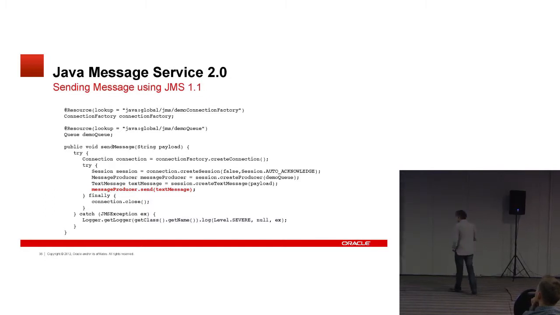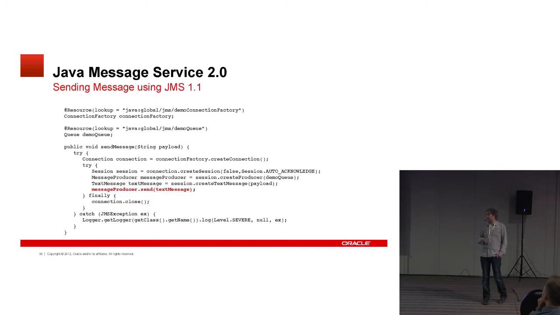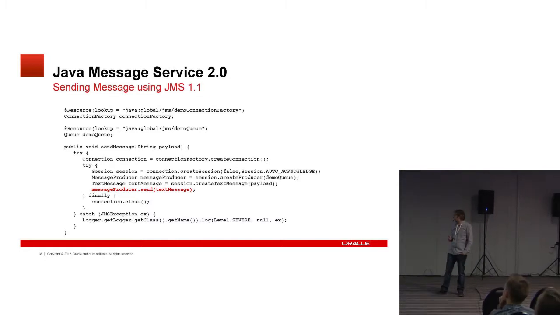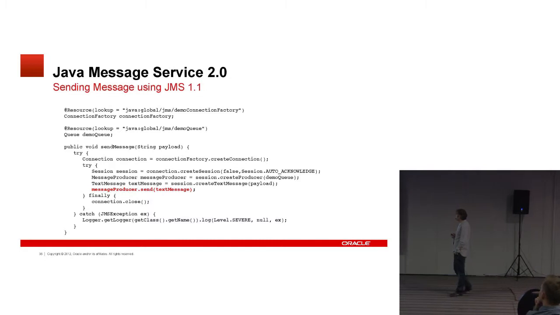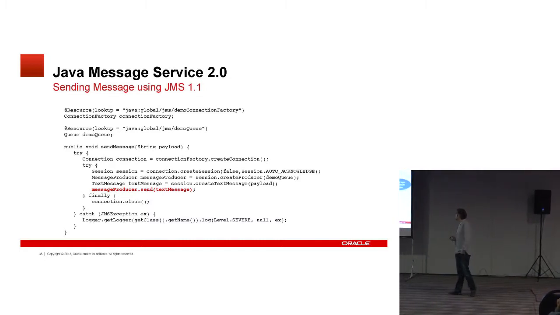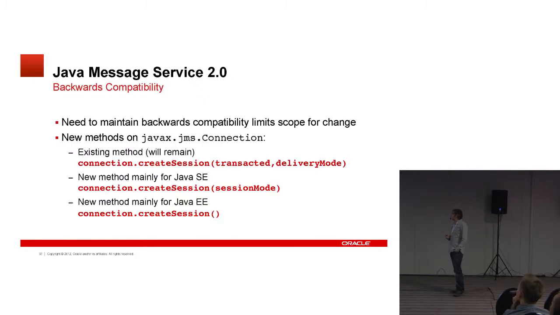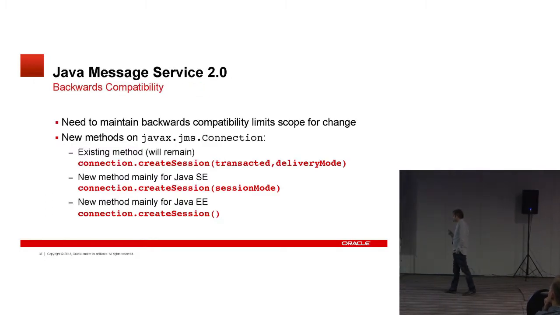All the exceptions that are being thrown are checked. So my code needs to make sure it handles them correctly, even though when something is going wrong, I'm not sure what I have to do, but still I need to do it. And finally, I also need to create some specific resources. So you see that it's a lot of code that we have to write just to send one message.